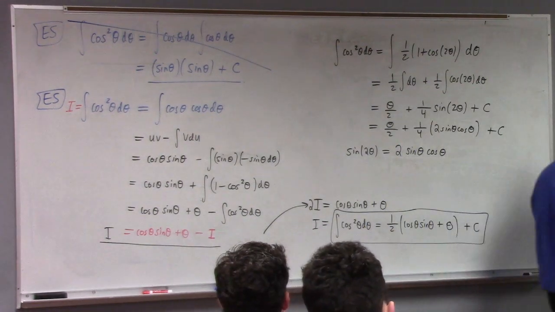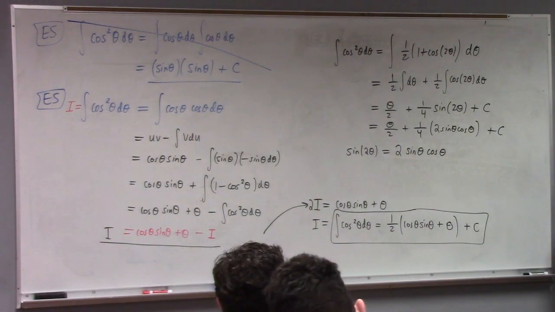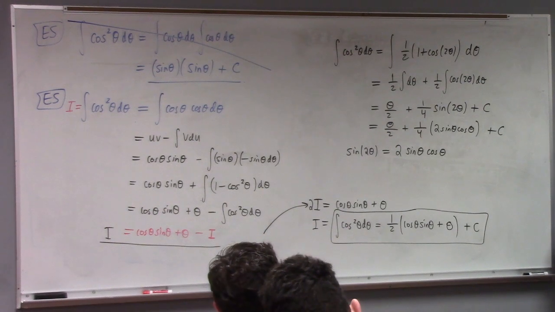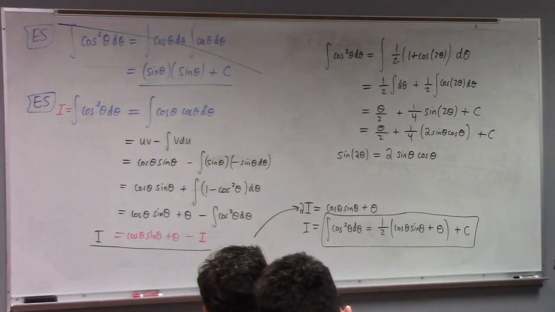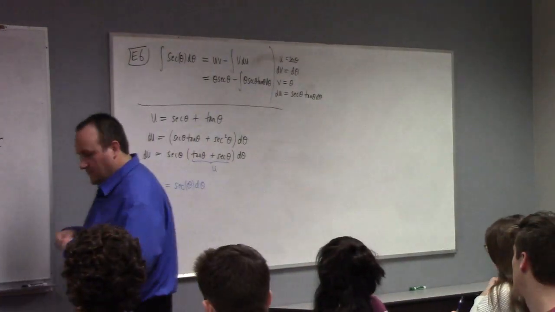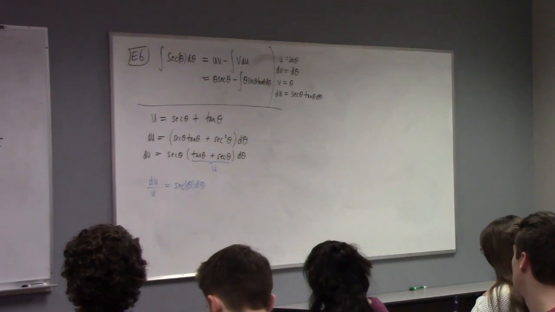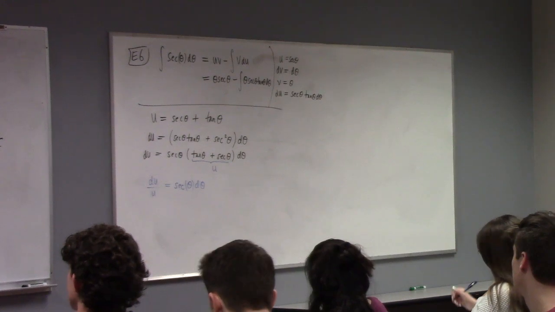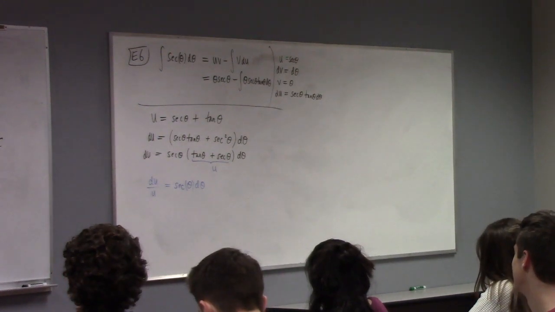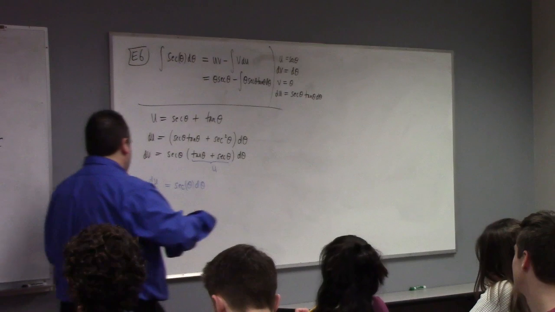So what do I have? I've got du over u is secant theta d theta, which the first time you see this makes you go, whoa. Like I said, it's kind of magical.